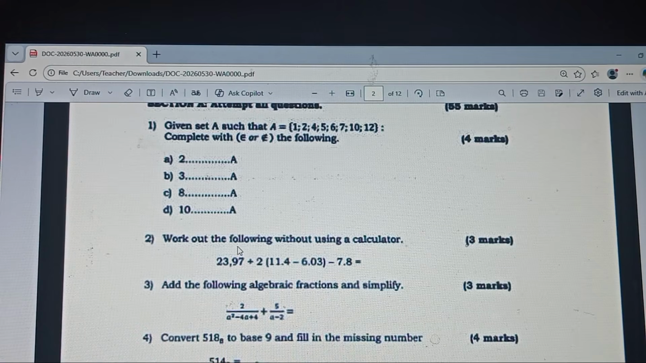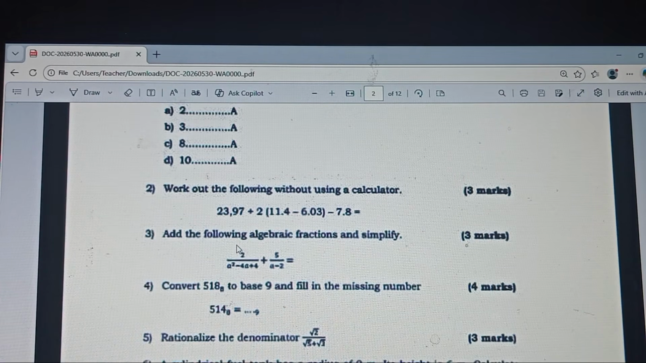Question number 3: add the following algebraic functions and simplify. For that question, the hint is, first you put only common denominators. It is better to start by factorizing the denominator, which is a quadratic function, and then continue by putting on the common denominator, then you make the addition. If you don't factorize that quadratic function, 90% you will fail.